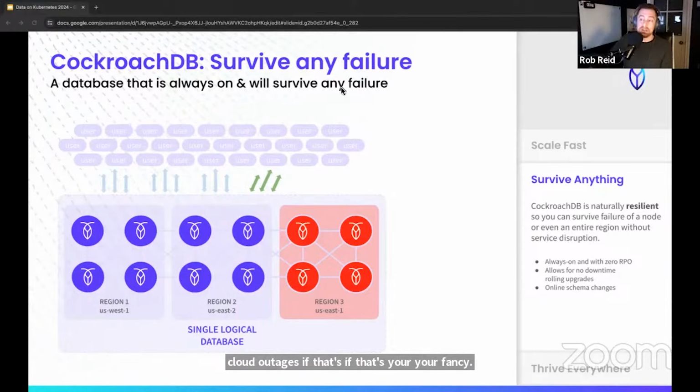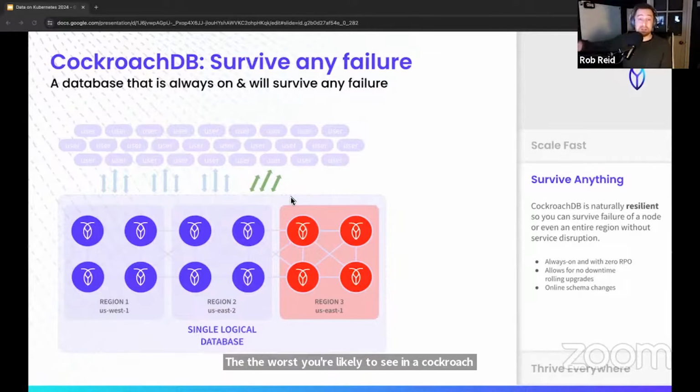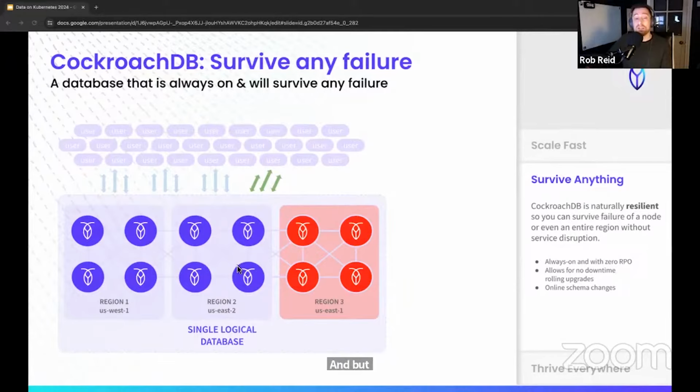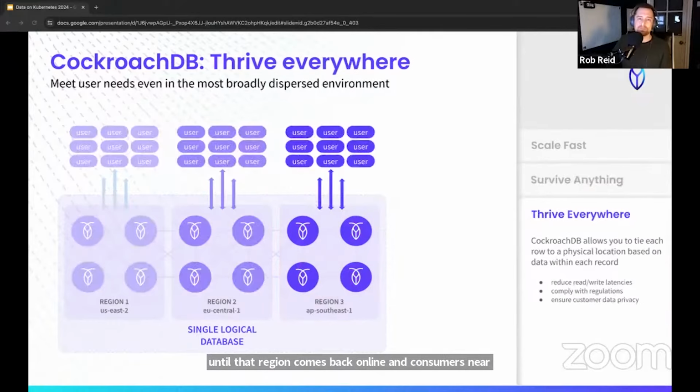So, for example, users in this slide might have been talking to region 3, North Virginia, but let's say that whole region went out, and now we're in the realm of some of the most severe outages in history. The worst you're likely to see in a Cockroach setup, perhaps, is a missing in-flight request that can be retried, but more likely, the worst case scenario is you're going to see slightly increased latencies until that region comes back online and consumers near that region can talk to their closest region.